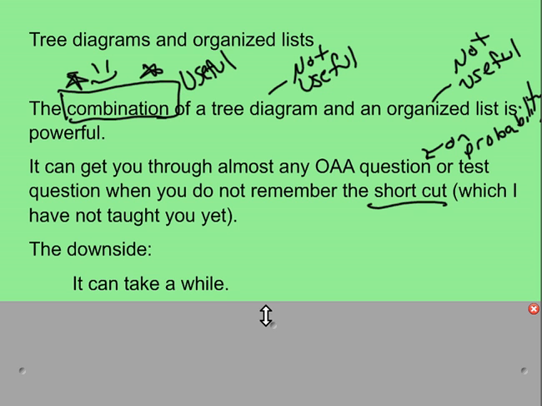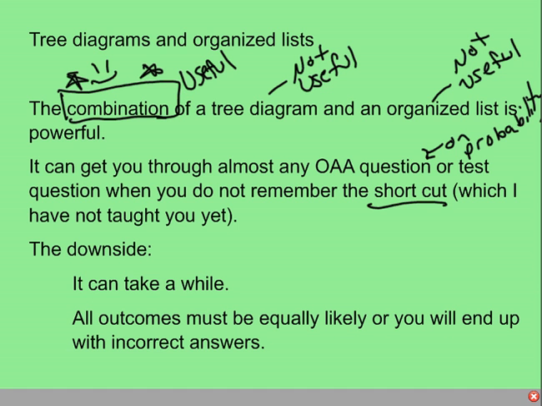So, downsides of tree diagrams and organized lists. It can take a while. It's not the fastest thing in the world. And all outcomes must be equally likely. For example, on a die, all 6 of the sides have an equal chance of being landed on.